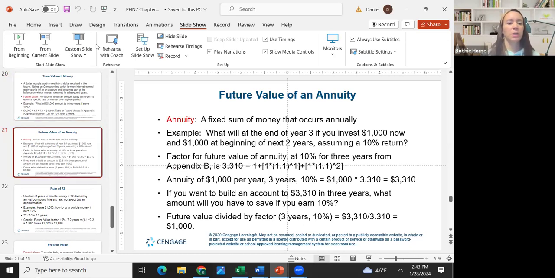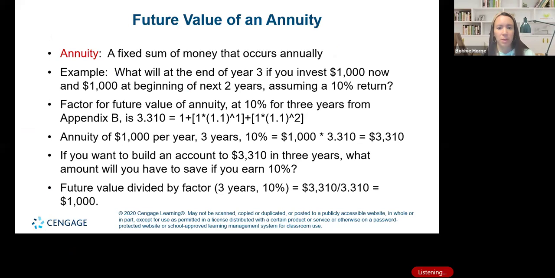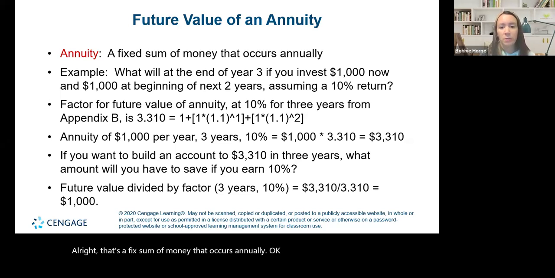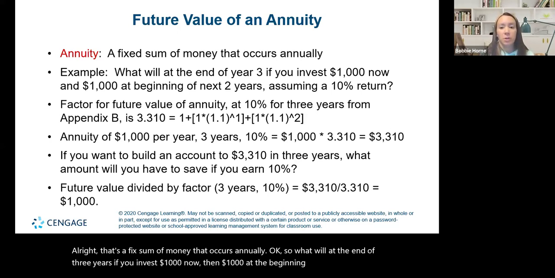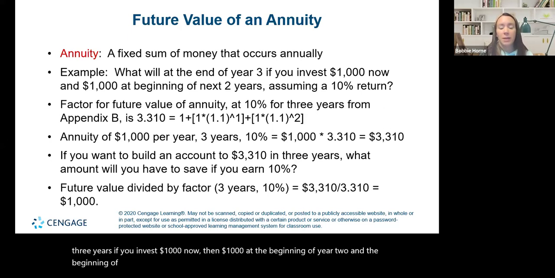All right. Now let's look at what an annuity is. That's a fixed sum of money that occurs annually. So what will you have at the end of 3 years if you invest $1,000 now, then $1,000 at the beginning of year 2 and the beginning of year 3, assuming a 10% return. So an annuity is going to be a fixed amount of recurring payments.